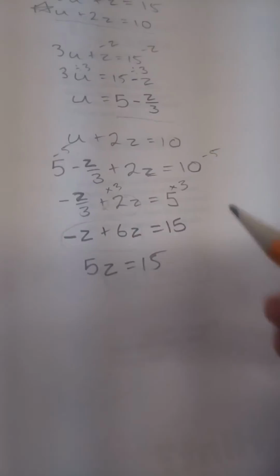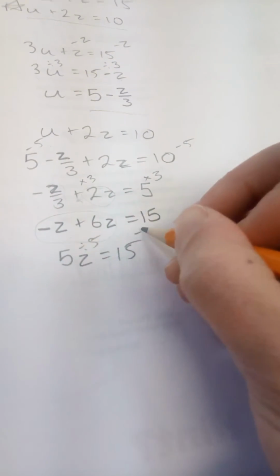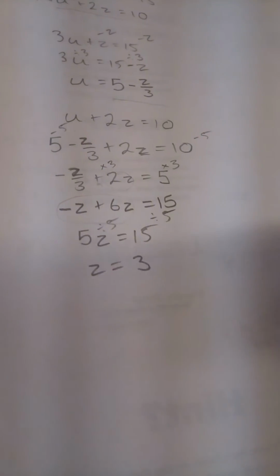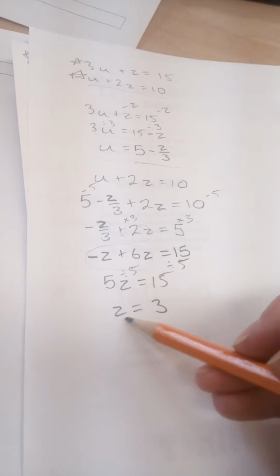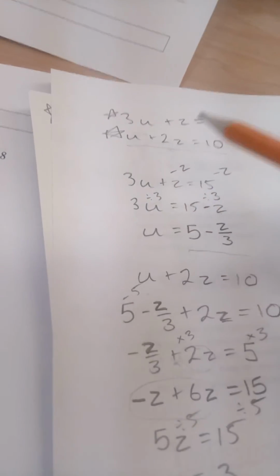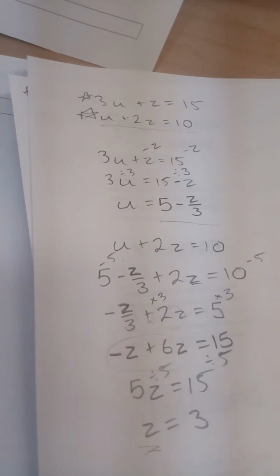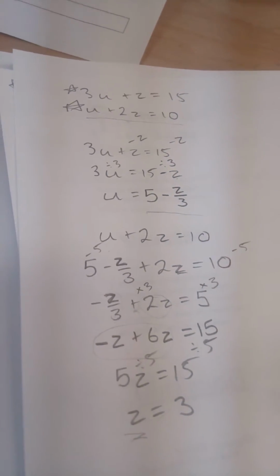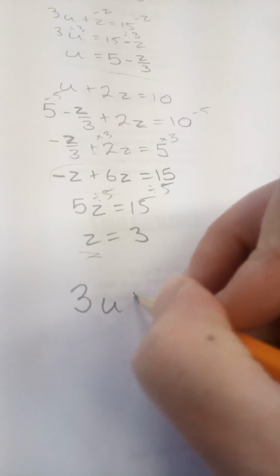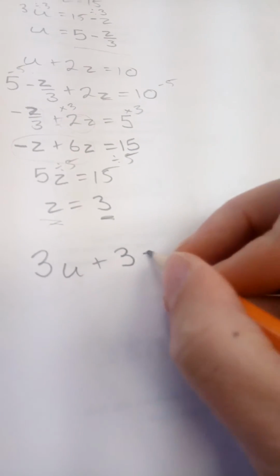And now this is looking really manageable. 5 times z equals 15. Well, we'll divide by 5, and we have z equals 3. Now that we know what our z equals, it's really easy just to plug it into one of our original equations and figure it out. So we could use either one. Let's use this first one. So 3u plus z equals 15. That gives us 3u plus, instead of z, we'll write 3 because we know it now. 3u plus 3 equals 15.